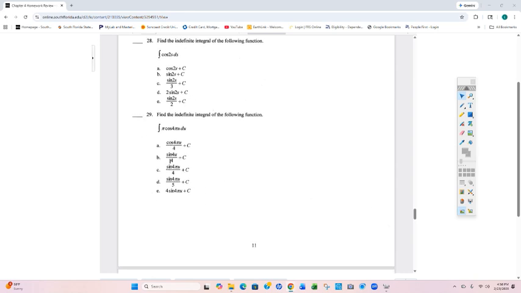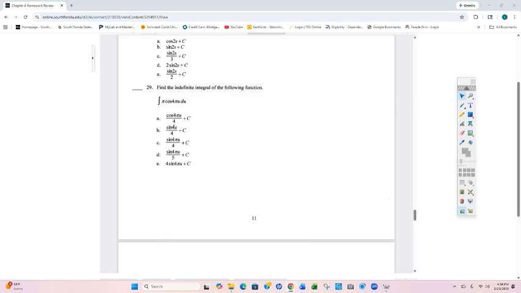Number 29, find the indefinite integral of the following functions. There's an integral symbol, then pi cosine 4 pi u du. So the integral of pi cosine 4 pi u du. Answer A is a fraction. In the numerator, cosine 4 pi u. In the denominator, 4 with a plus c on the end.